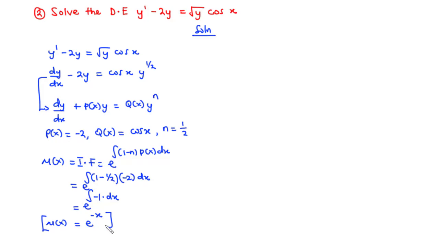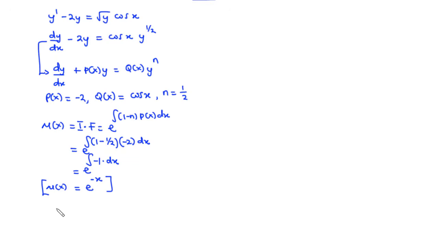Next, we are going to move on to solve for the general solution of this differential equation. So we know the general solution is given by y to the power 1 minus n equals 1 over the integrating factor times the integral of 1 minus n times k of x times mu of x dx plus c.